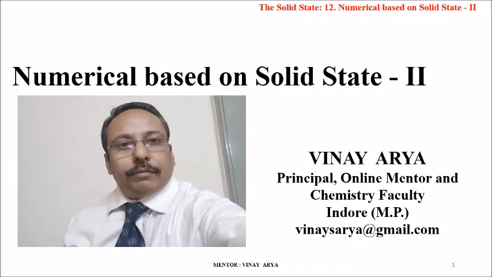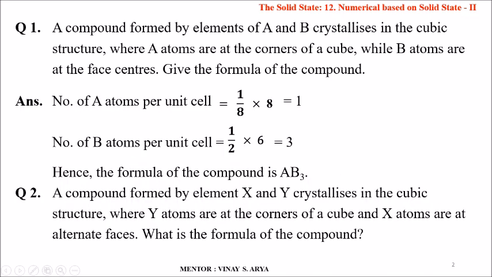So students, welcome back. Coming to the numericals based on solid state 2, here we'll be dealing with some of the numericals which are left, which we have not taken in the first part. So coming to the first numerical: a compound formed by elements A and B crystallizes in a cubic structure where A atoms are at the corner of the cube while B atoms are at the face center. Give the formula of the compound.